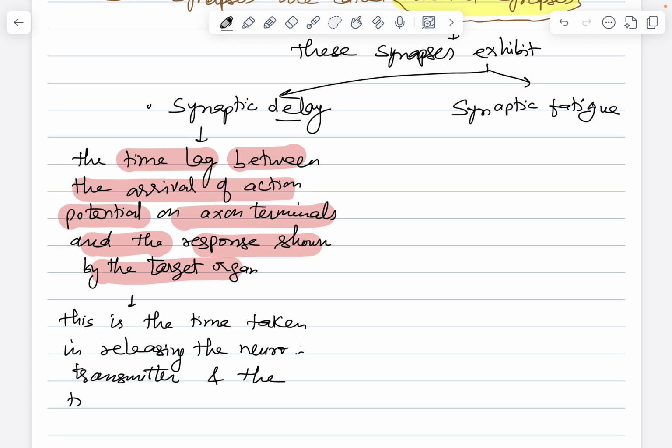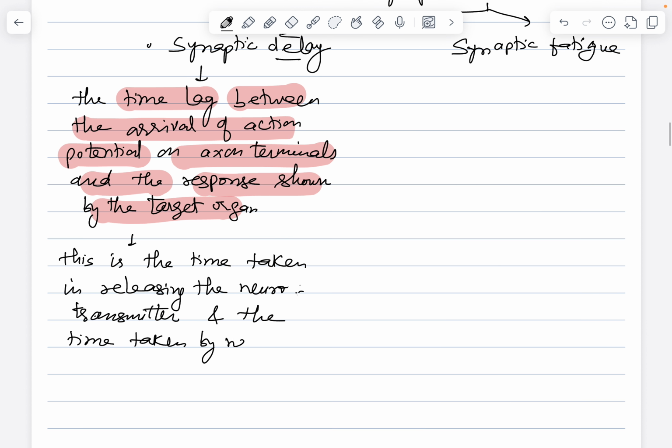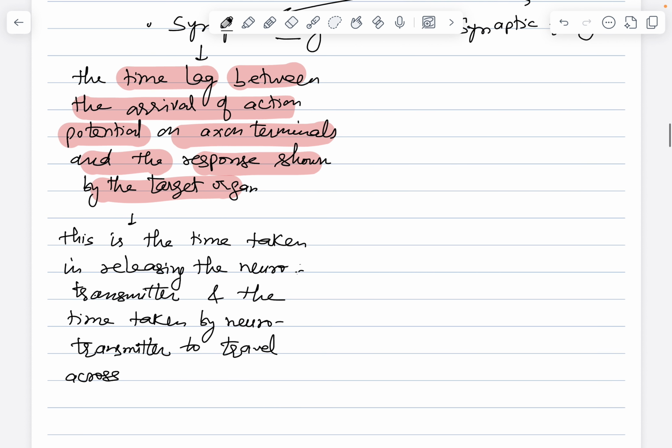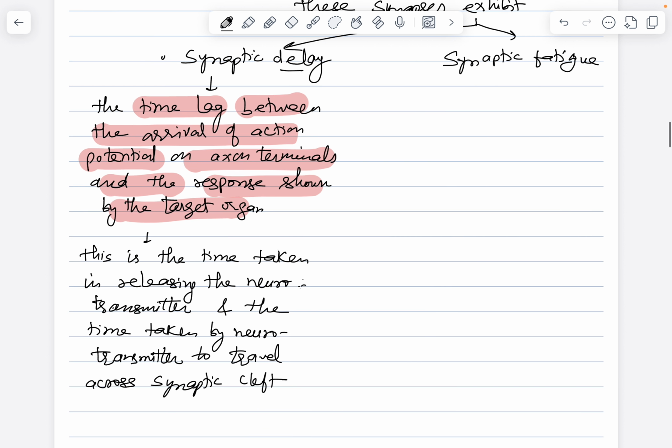And the time taken by neurotransmitter to travel across the synaptic cleft. Not a very significant time. I mean, we can't notice it, but nonetheless, there is a time lag. The time taken by neurotransmitter to travel across the synaptic cleft. So this is called the synaptic delay. That will be one problem with the chemical synapses. What is the other problem?